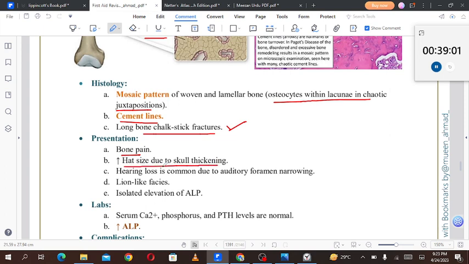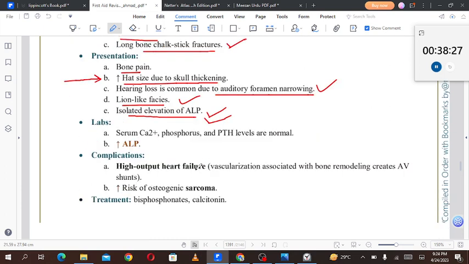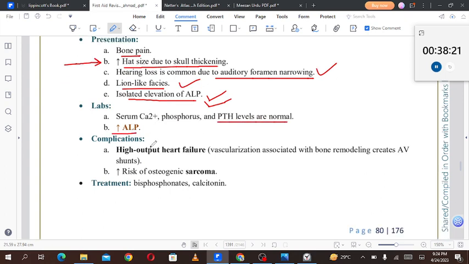increased head size. That is very important, as the patient will complain that their head size has started increasing, and hats which previously fit exactly no longer fit anymore. So increased head size is due to skull thickening. Hearing loss is common due to auditory foramen narrowing, along with lion-like facies and isolated elevation of alkaline phosphatase. The labs will show normal serum calcium, phosphorus, and PTH levels, and an increased alkaline phosphatase.